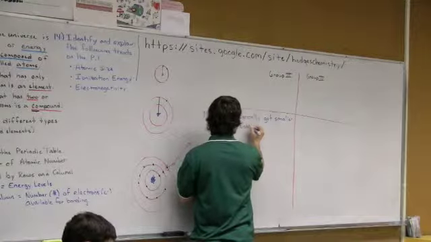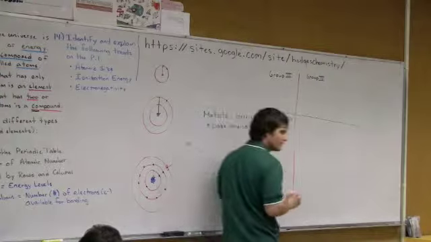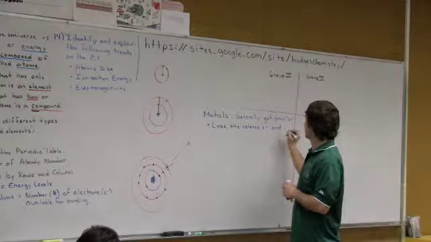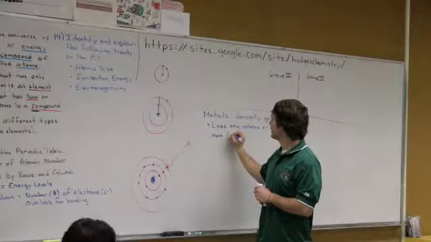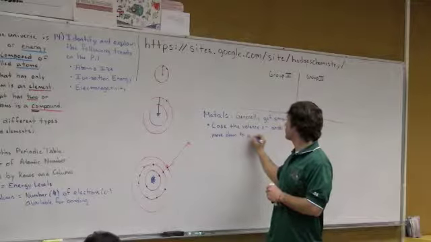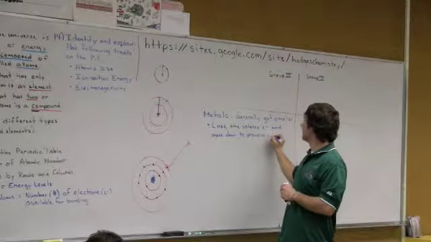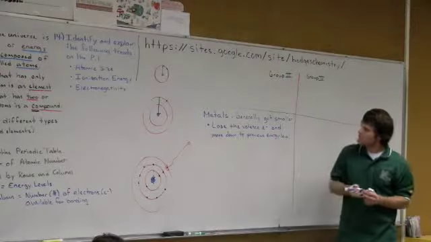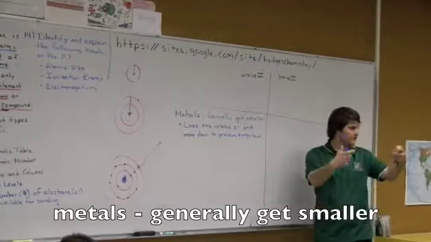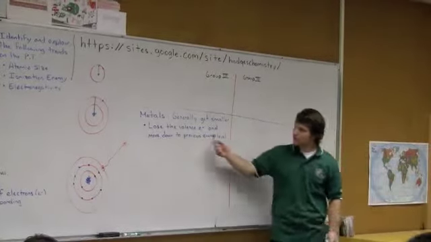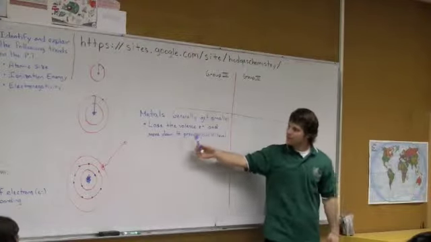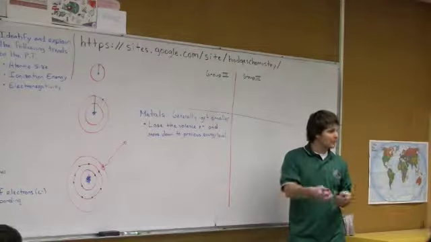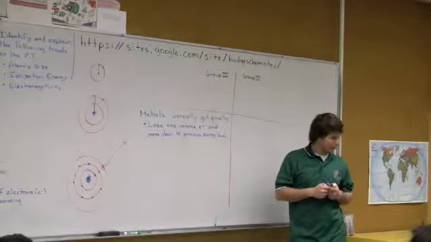Lose the valence electrons. And move down to previous energy level. So the metals generally get smaller. They're losing those valence electrons, those outermost electrons, those bonding electrons, and they move down to the previous energy level. So typically, metals losing electrons get smaller. They have fewer energy levels.